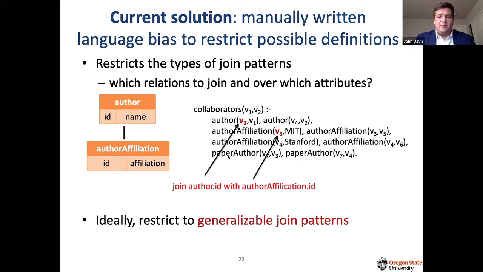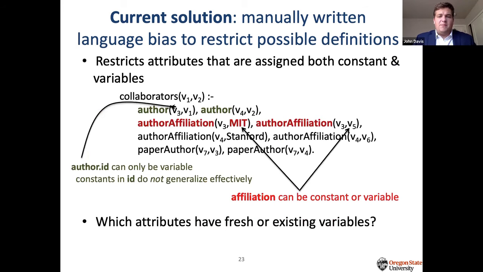As you can see using the example, you can join a path between author and author affiliation using the ID attribute. This relationship is an example of language bias. In addition to defining join paths, language bias can also assign whether or not a certain attribute in a literal can exist as a constant. As you can see here, MIT is a constant in the author affiliation.